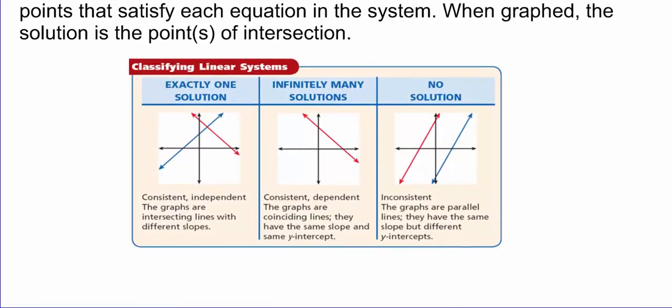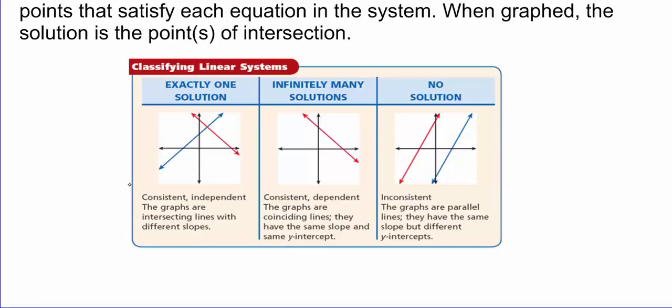When you graph it, you'd see that solution as a point of intersection. So you have three examples here. On the left, we have our one solution situation. In the middle, we have infinitely many. Now, this is hard to see because it's basically two lines that are exactly the same, one on top of the other. And then when we have parallel lines, that's no solution.